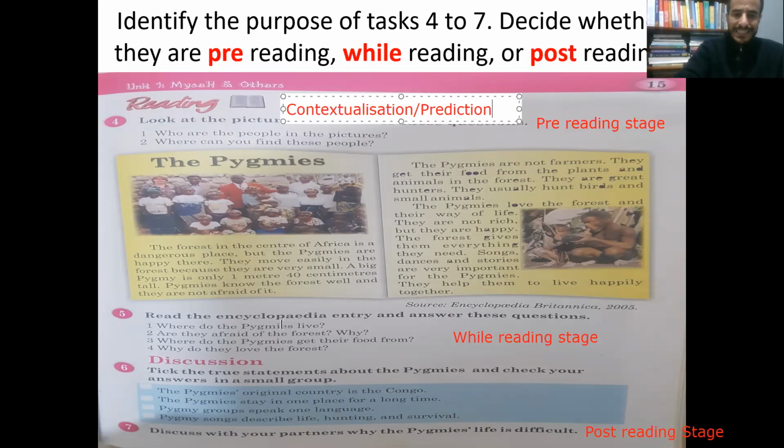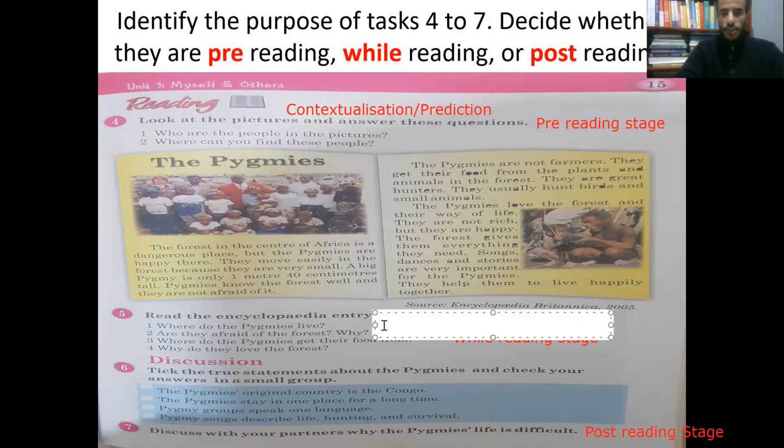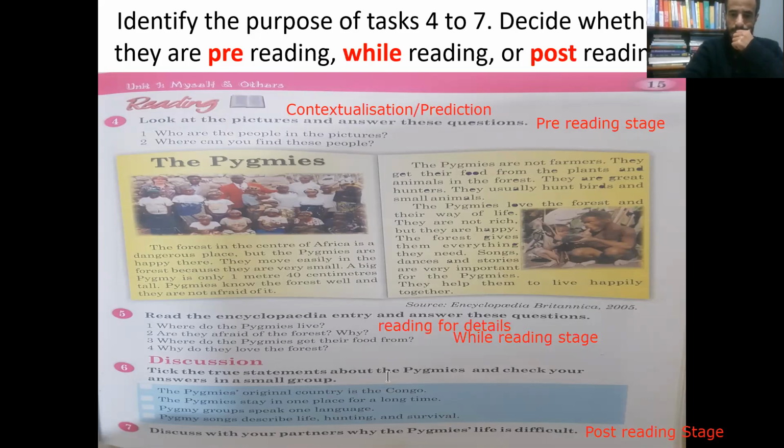Now, number five: read the encyclopedia entry and answer these questions. Are the pygmies afraid of the forest? What sub-skills are here? Reading for details. Great. We can say also scanning for specific information. So reading for details. And the last one, discuss, is production. Students are going to produce their own language. Is it clear so far about the stages?